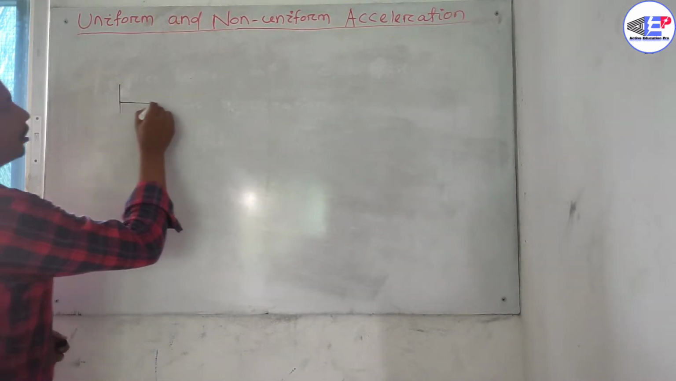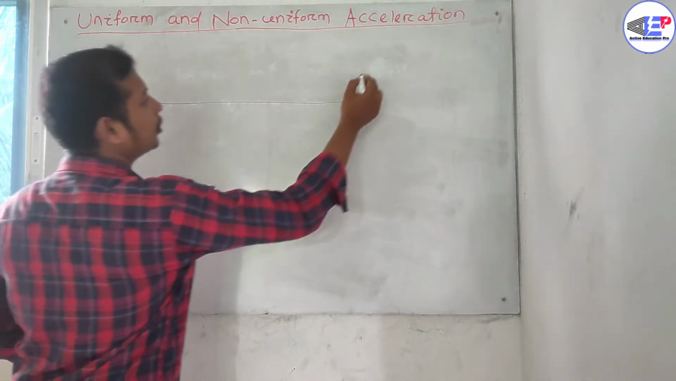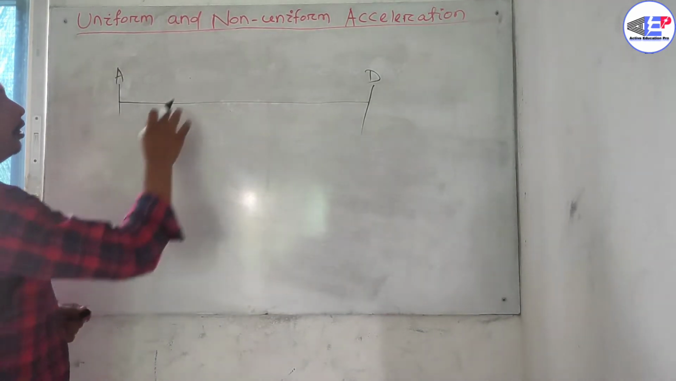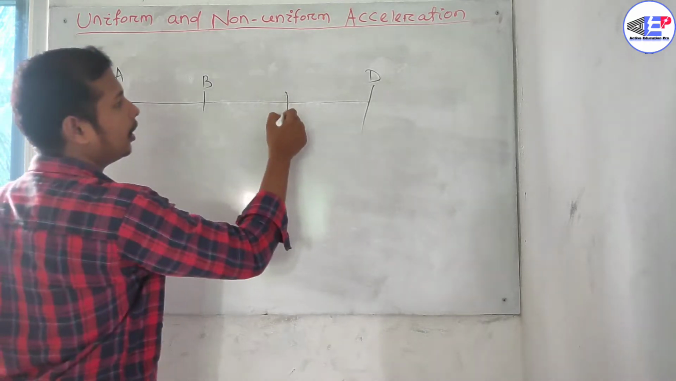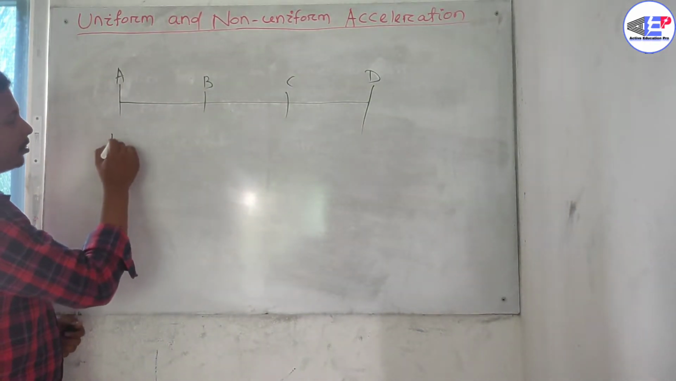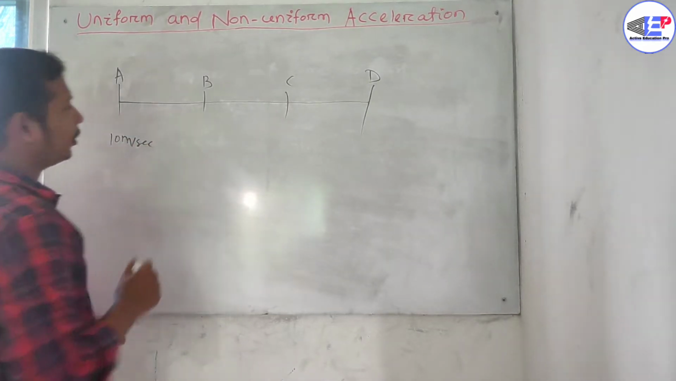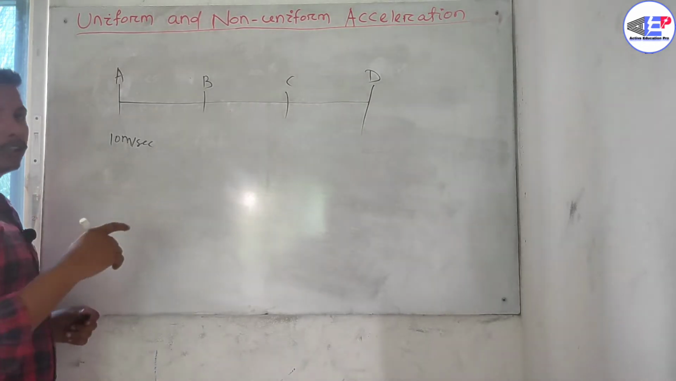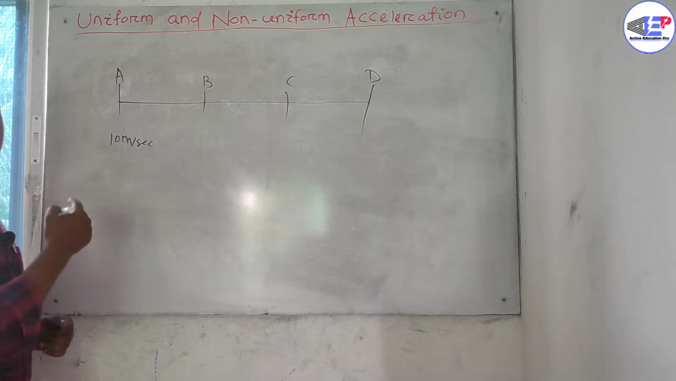Let a body cover some distance from position A to position D, and during its motion it passes through the points B and C. At position A, its speed, which is called velocity as it is moving in a straight line, is 10 meter per second.